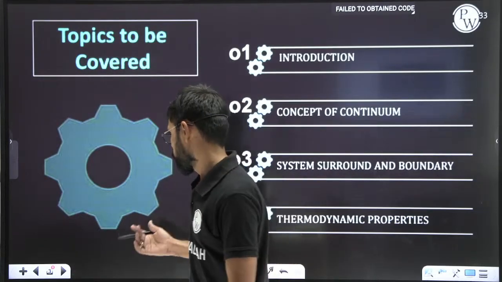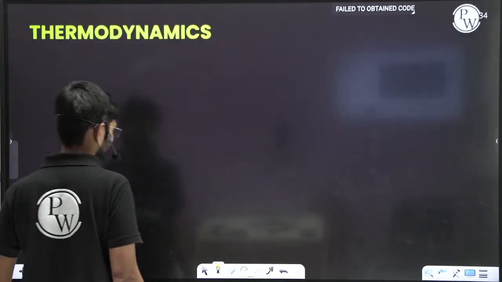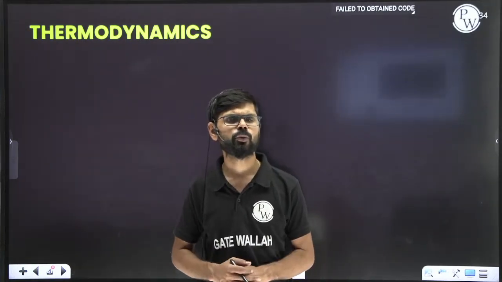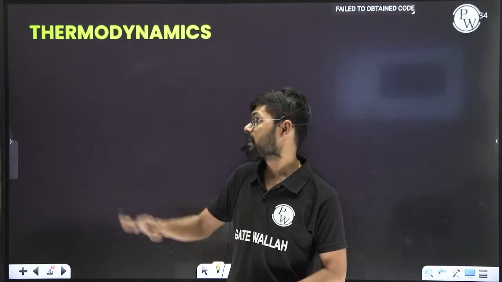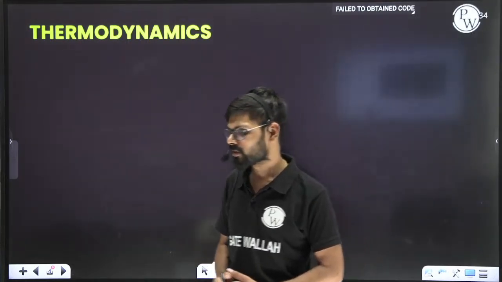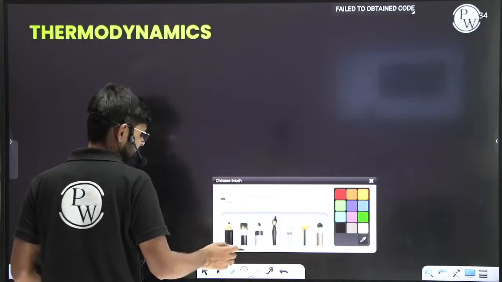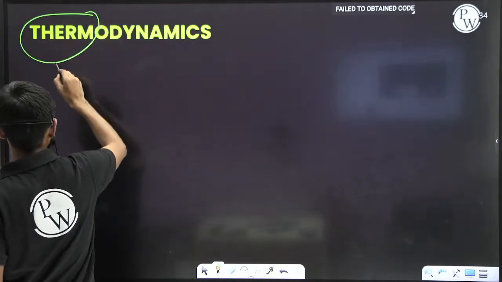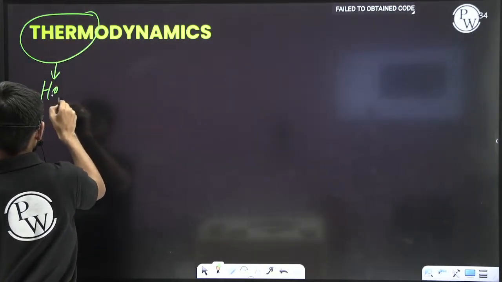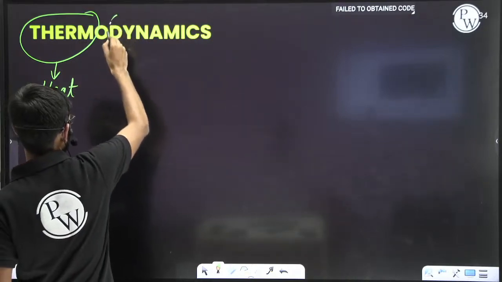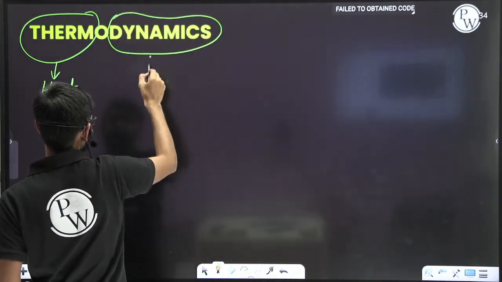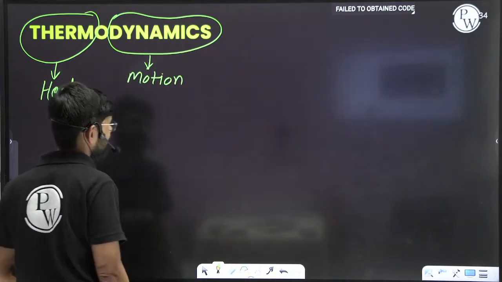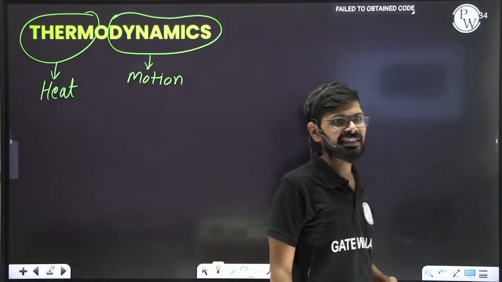Right, so let's start one by one. What is thermodynamics? The word thermodynamics is composed of two words: one is therm, another is dynamics. Therm is a Greek word which means heat, and dynamics, you all know, means motion. So the first thing you need to understand here is that thermodynamics means heat in motion.